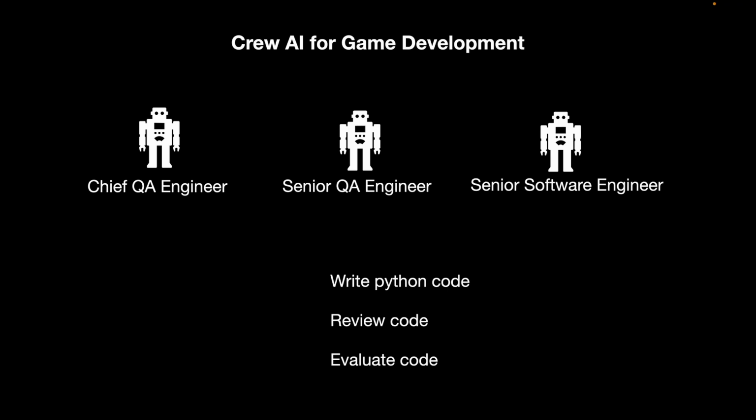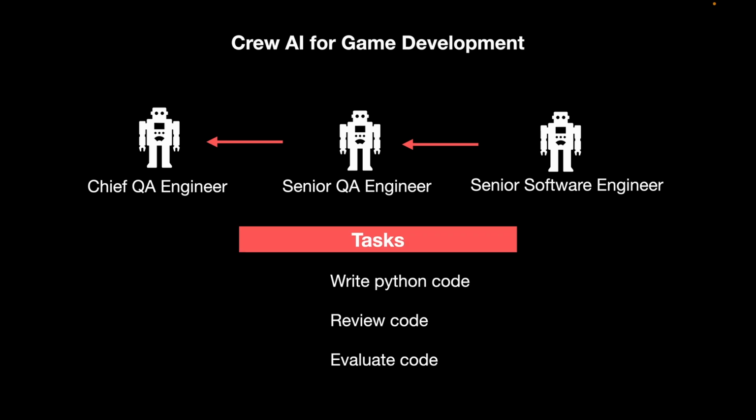Before we move on to game development, let's remind ourselves what we are trying to do. We are trying to define 3 agents, which is the senior software engineer who collaborates with the senior QA engineer, who in turn collaborates with the chief QA engineer. And then we have tasks, which are to write Python code, review code, and evaluate code.